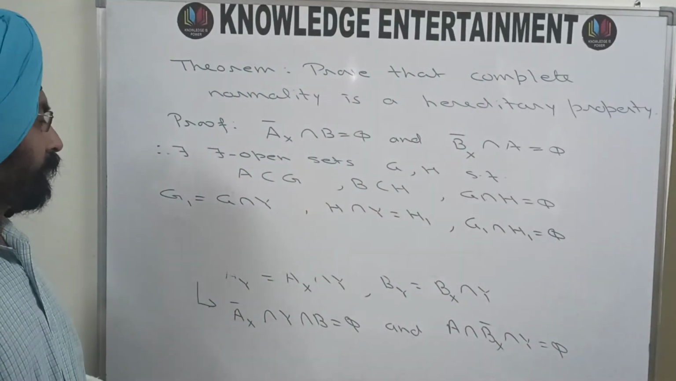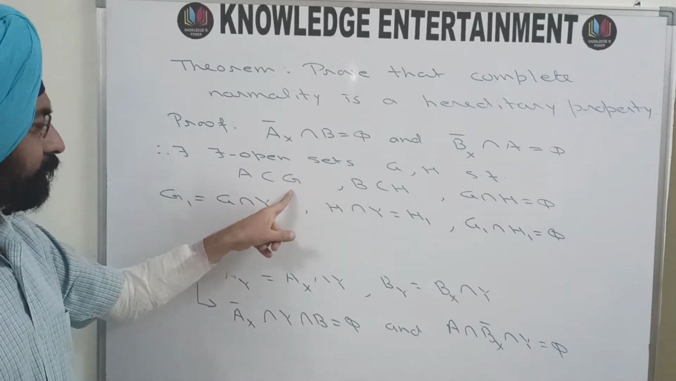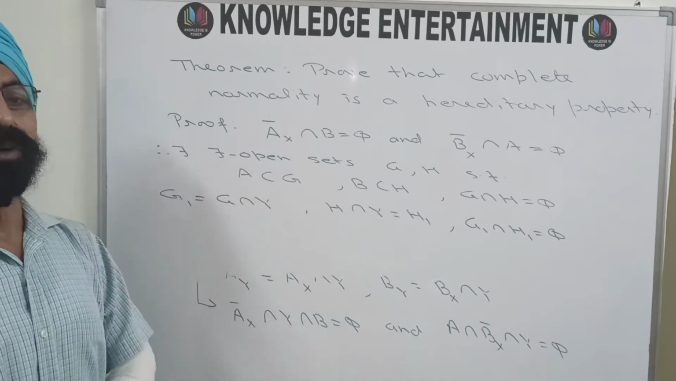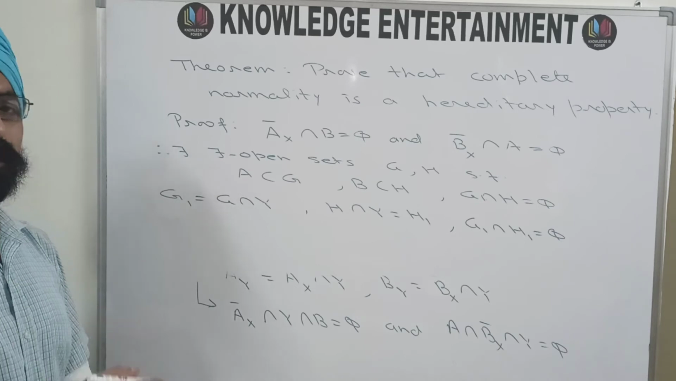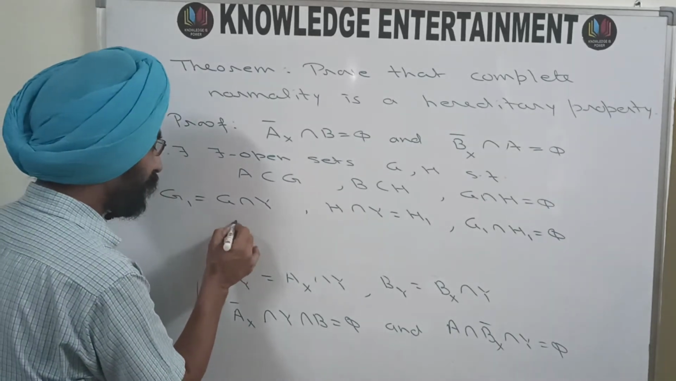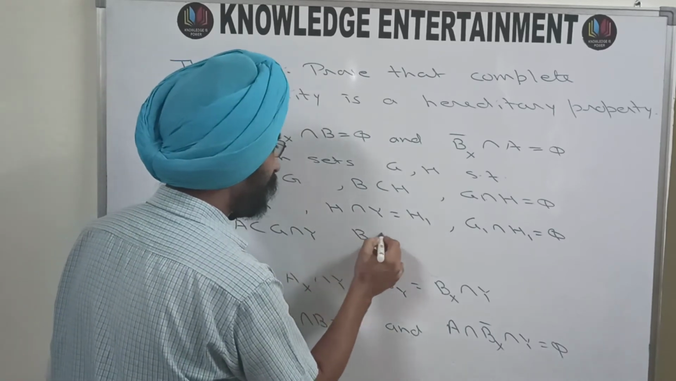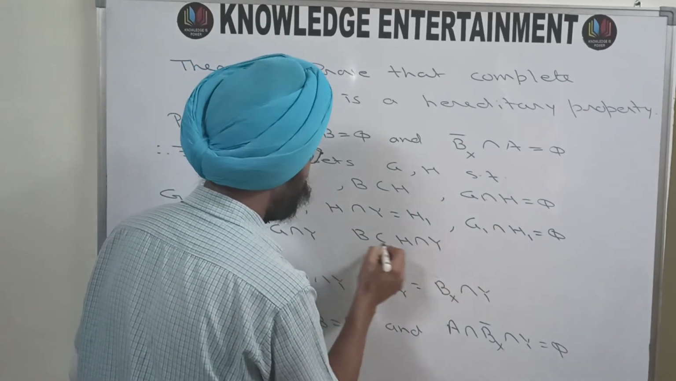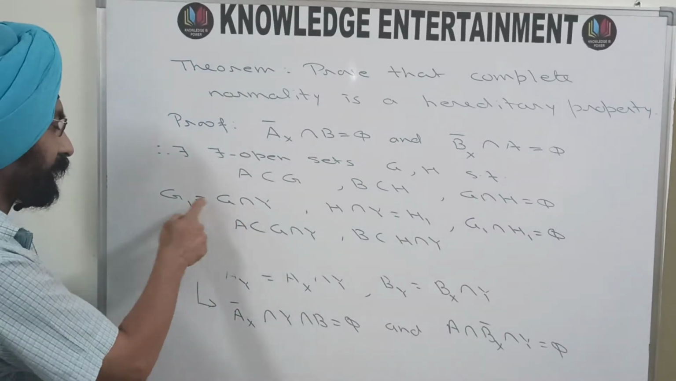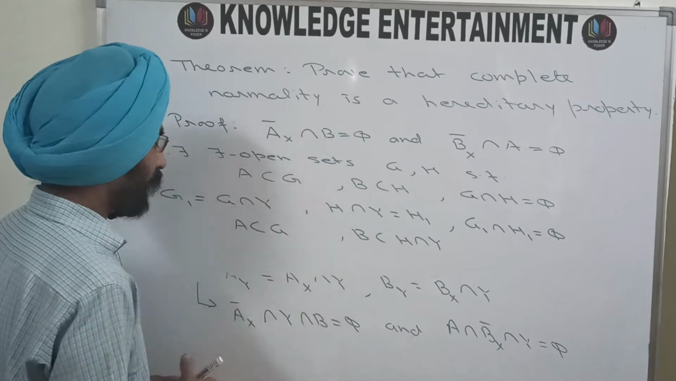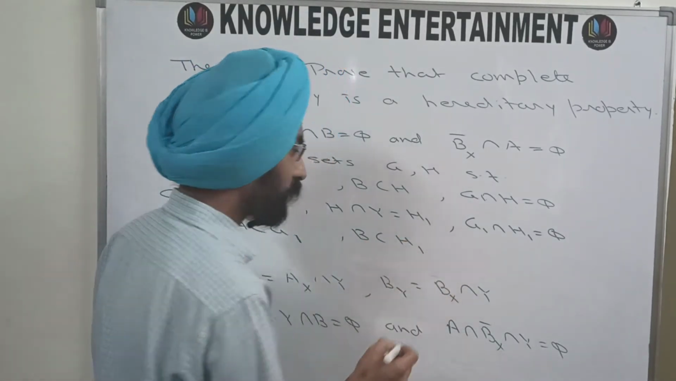Now, A is a subset of G. A is also a subset of Y. So that means A is a subset of G intersection Y. Similarly, B is a subset of H intersection Y. But what is G intersection Y? G intersection Y is G1. So A is a subset of G1. Similarly, B is a subset of H1.